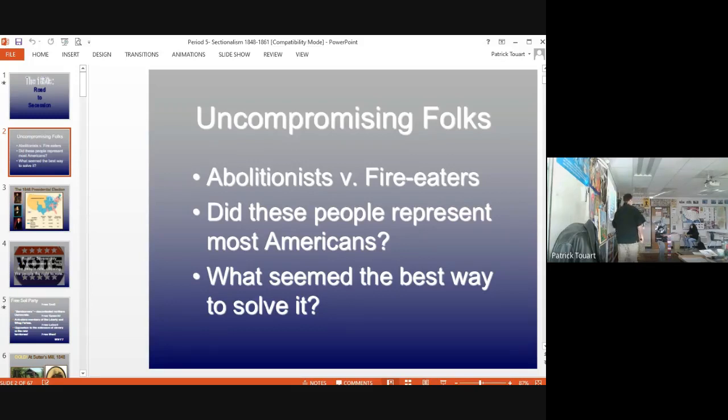So what seemed the best way to solve it? Well, that's this panacea called what? Popular sovereignty. So what is popular sovereignty? What does it mean? Well, first of all, we have to have an election.